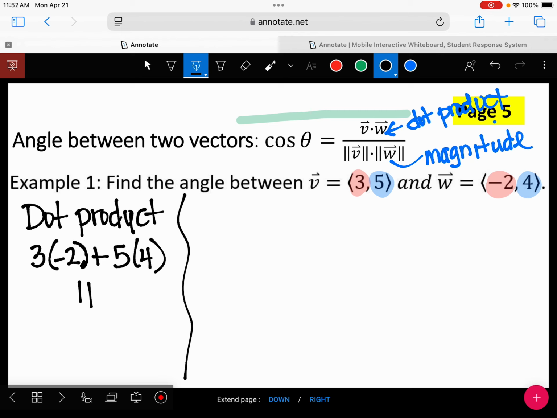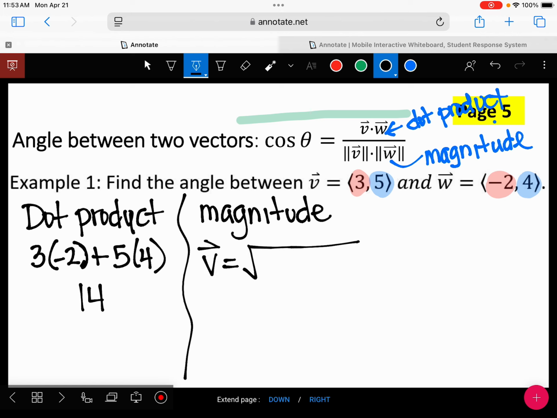Now I need to find the magnitude. I have to find, oh, is it 14? It is 14, thank you. Now I have to find the magnitude of V and W. So the magnitude of vector V is going to equal the square root of 3 squared plus 5 squared. Take a moment, figure out what you get.